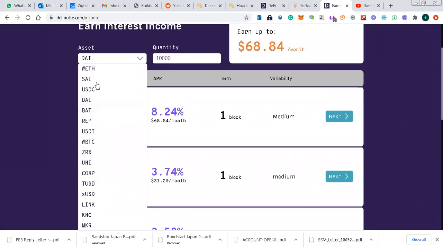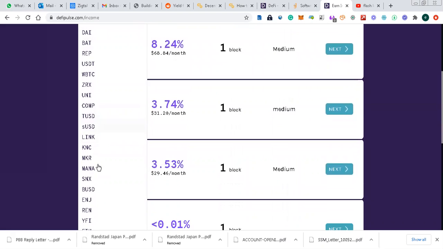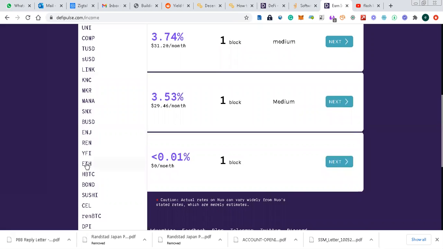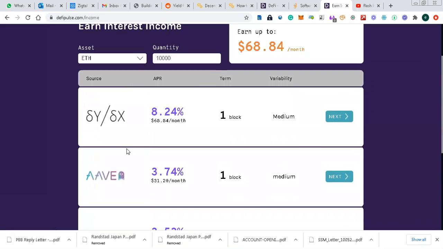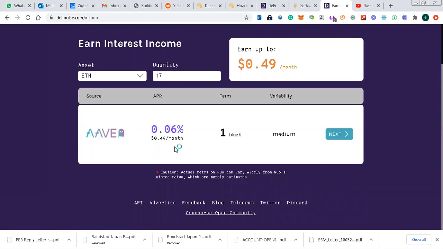For example, I'm looking for USDC. This is Tether. For example, this is the common one, Ether. Ether is a major token that everybody accepts. So if you have one of these, you will make 0.06% APR, which is just like your normal bank.